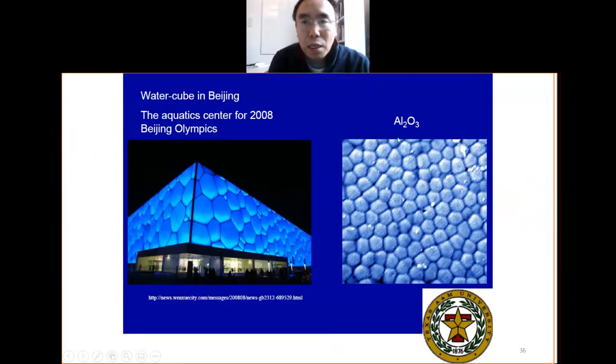This is the backside of the aluminum oxide barrier. This is the barrier of the aluminum oxide. This is similar to the water cube.